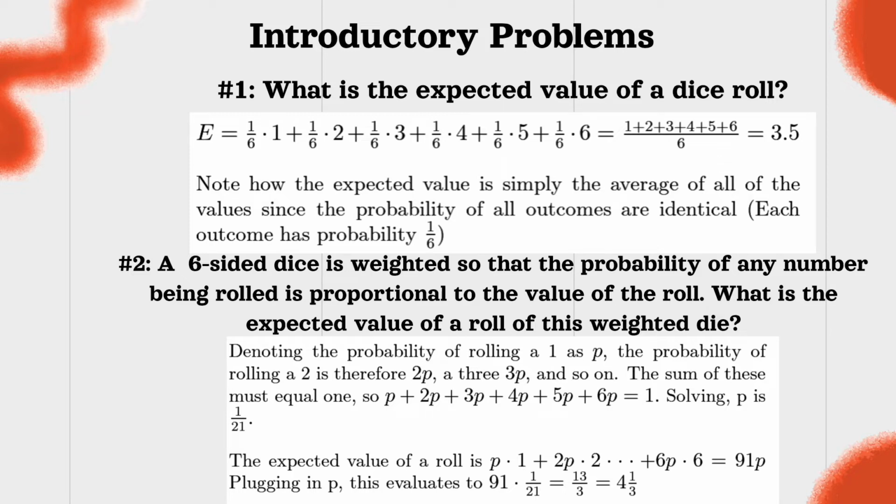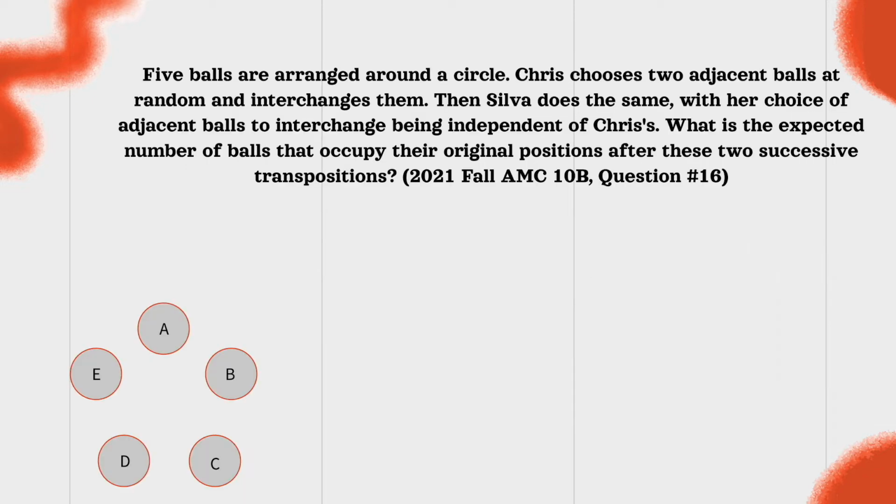Now, let's look at what this question is asking. The expected value of a roll of this weighted die. So, the probability of rolling a 1 is P times 1, plus the probability of rolling a 2, 2P, times 2, plus all the way to the probability of rolling a 6, 6P times 6. Summing this up, this equals 91P. But P is 1 over 21, so we simply substitute and get the answer as 13 over 3, or 4 1/3.